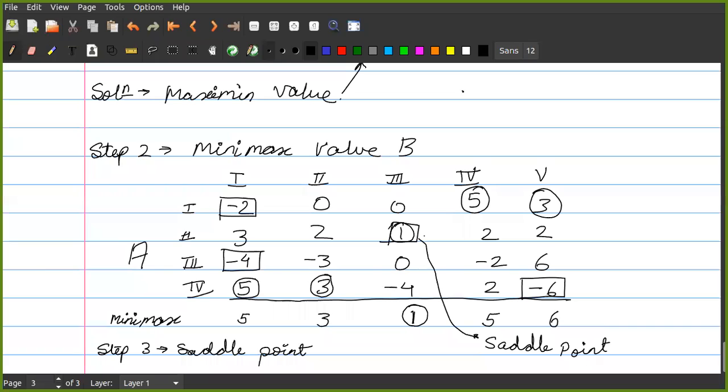Okay. So who will tell me the optimal strategy? What is the optimal strategy? Optimal strategy for A and for B. For A, what is the optimal strategy? So for A, the saddle point is at strategy number 2. Correct?